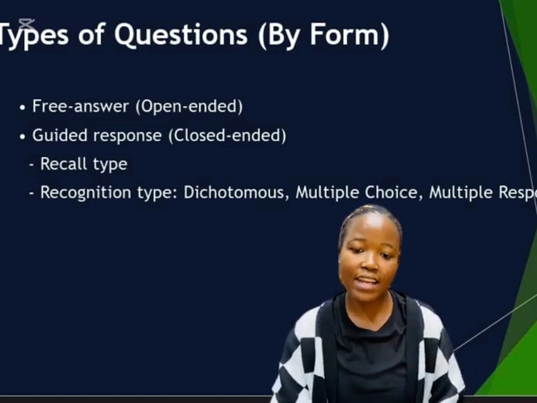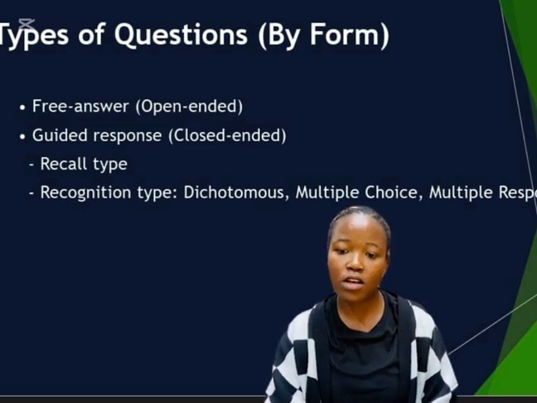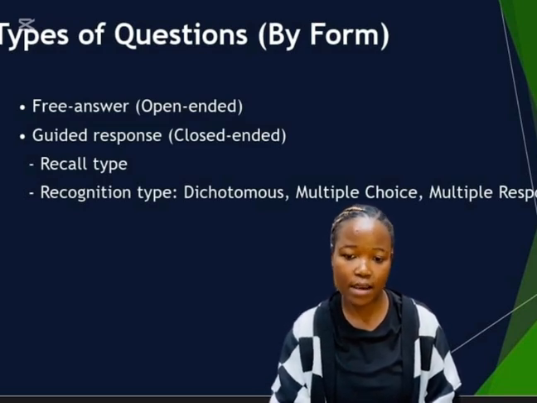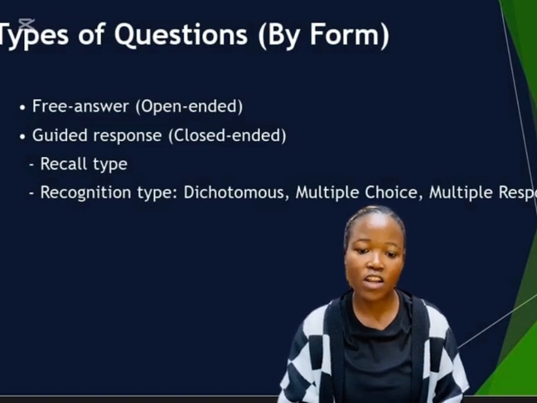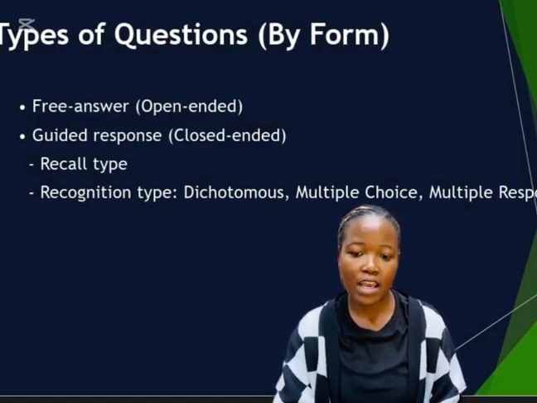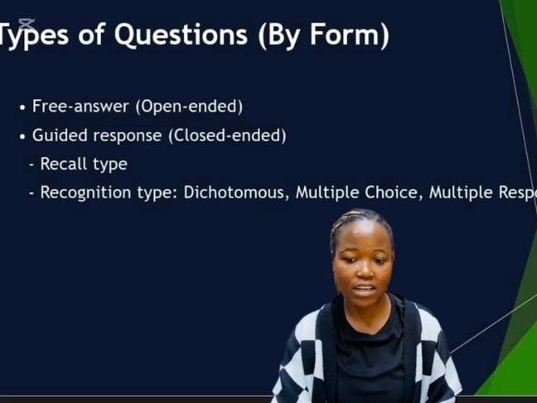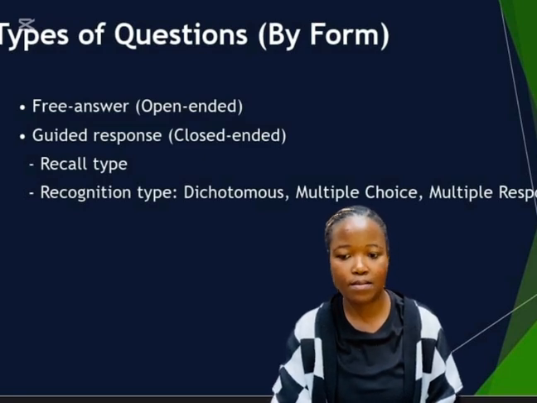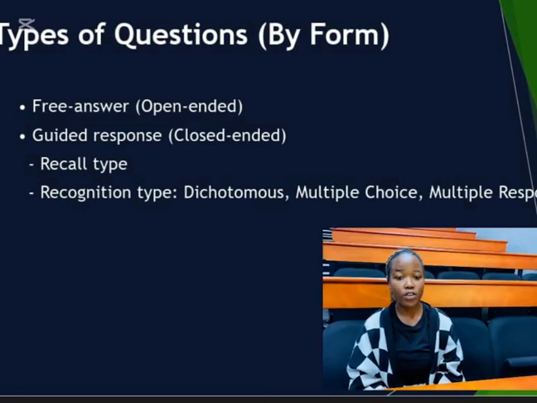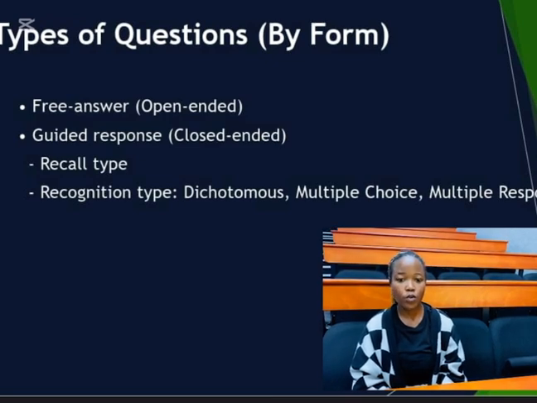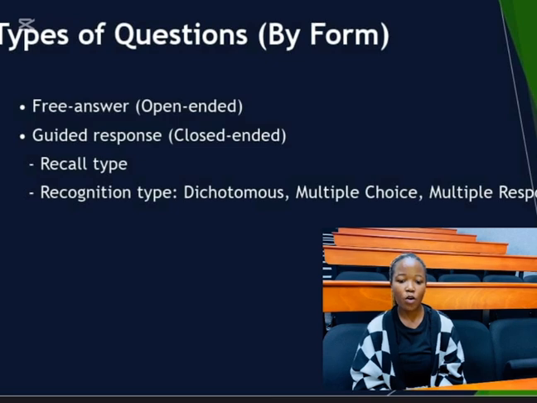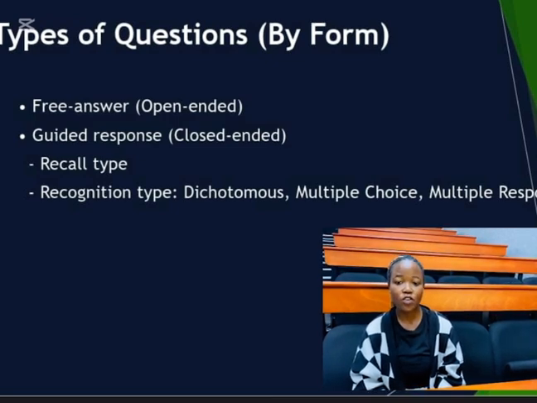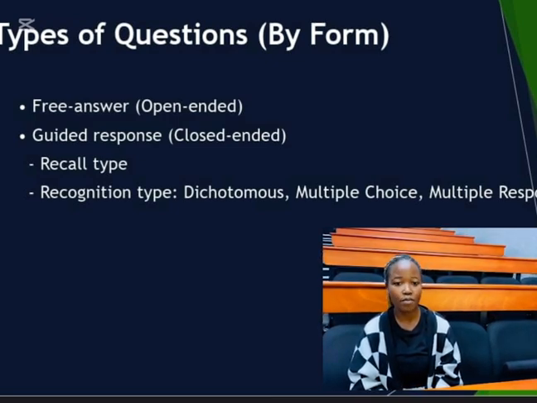2. The guided response type. This is called the closed form or restricted type. The respondent is guided in making his reply. There are two kinds of this type, a recall and recognition type. Recall type: the replies are recalled and supplied. The recognition type: there are options given and the respondent chooses his reply.